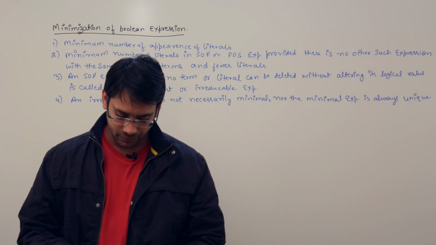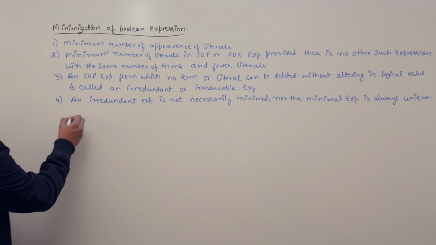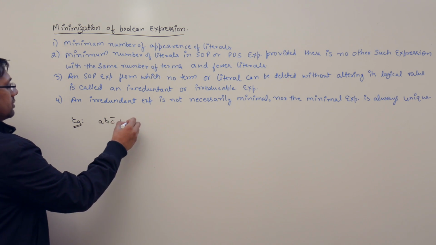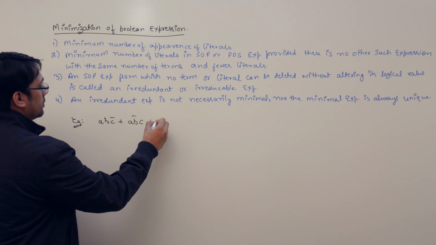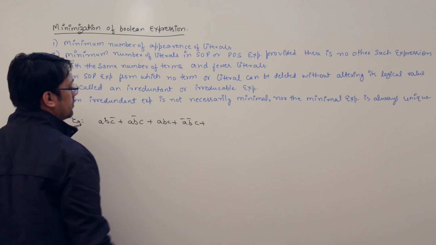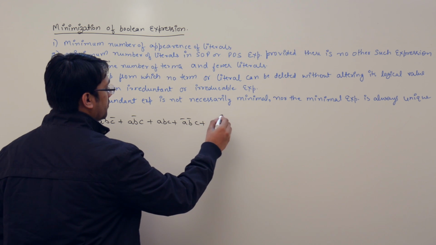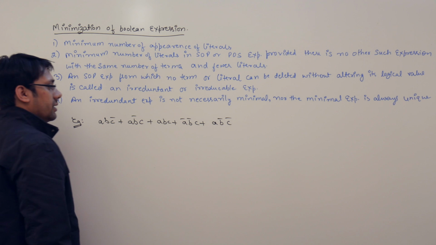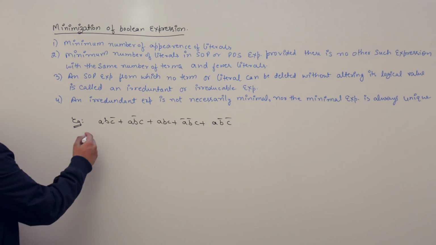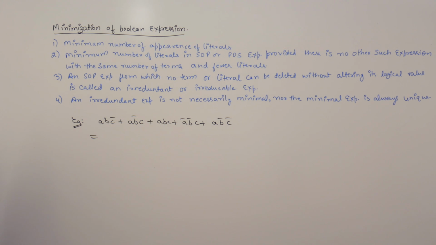For example, if we have an expression like this, a b c complement plus a b complement c plus a b c plus a complement b complement c plus a b complement c complement. Assume we have this particular Boolean expression. Now this expression can also be minimized. How can we minimize it? We have already done some of these type of questions in the previous cases. So let us try to minimize this particular Boolean expression.